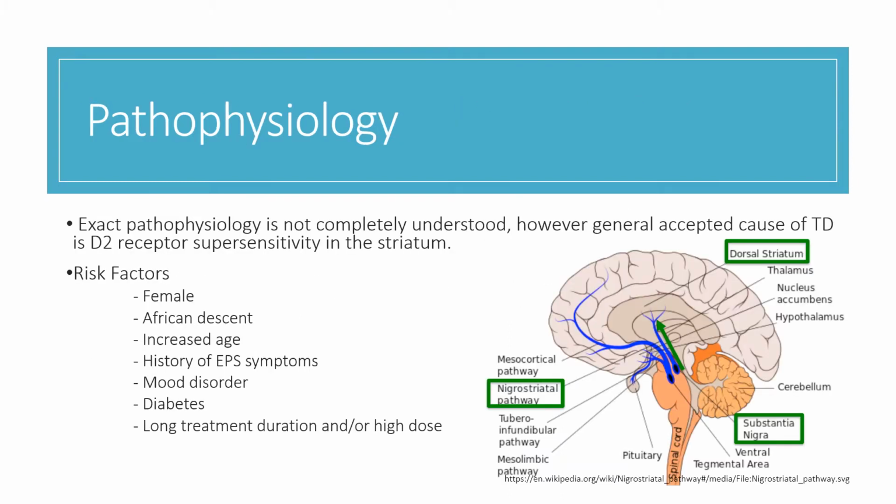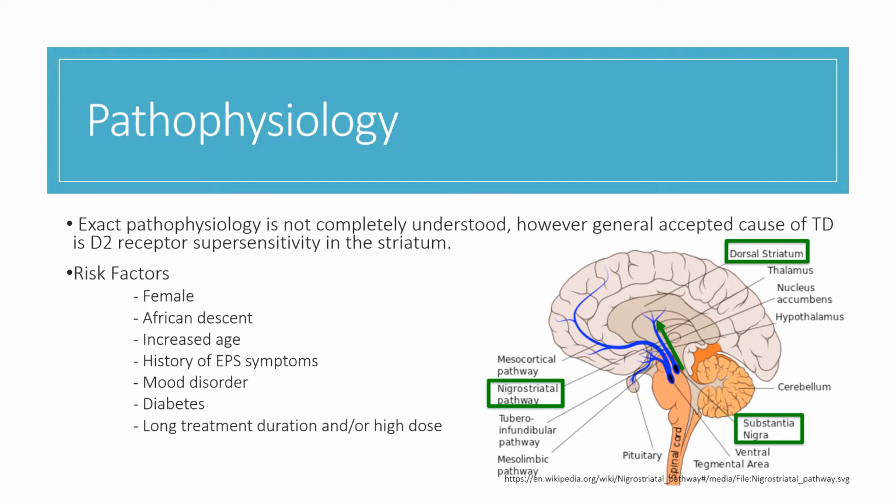The exact pathophysiology of TD is not completely understood. However, the overall idea is that prolonged blockage of the D2 receptors in the nigrostriatal pathway, which is responsible for our movement, causes an upregulation of receptors, which eventually causes supersensitivity and consequently hyperkinetic movement.